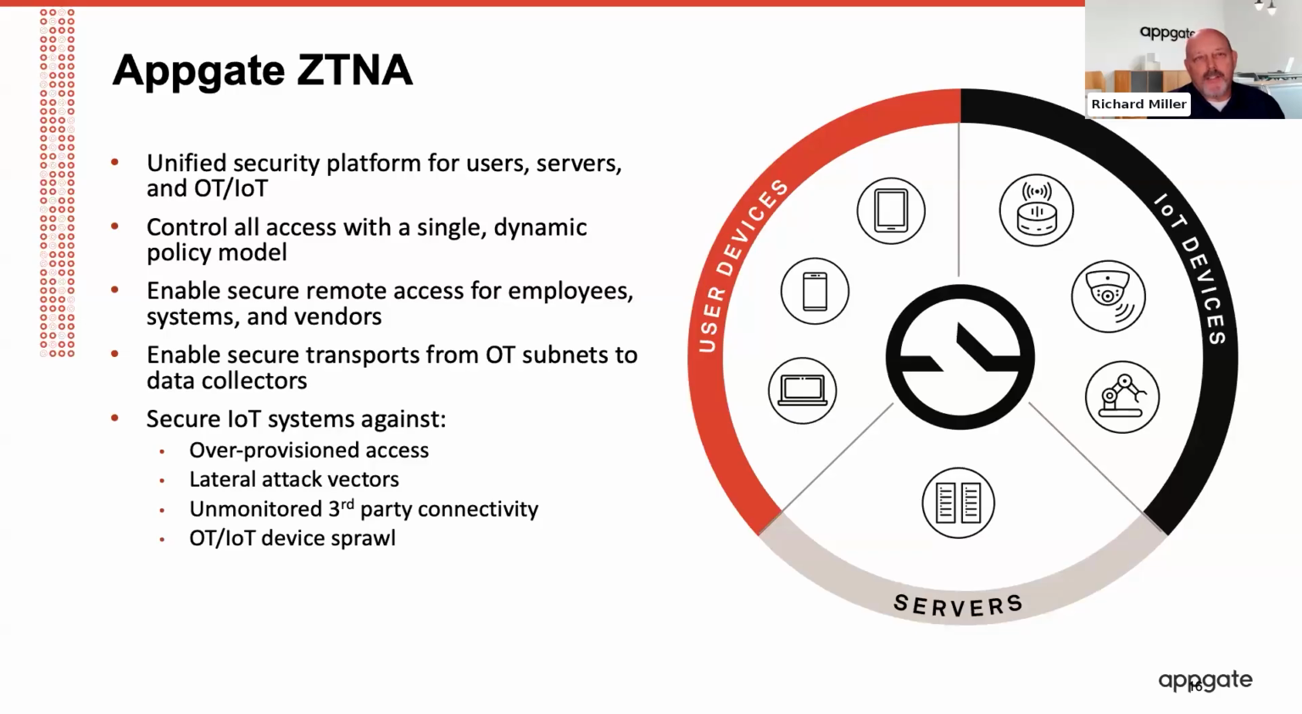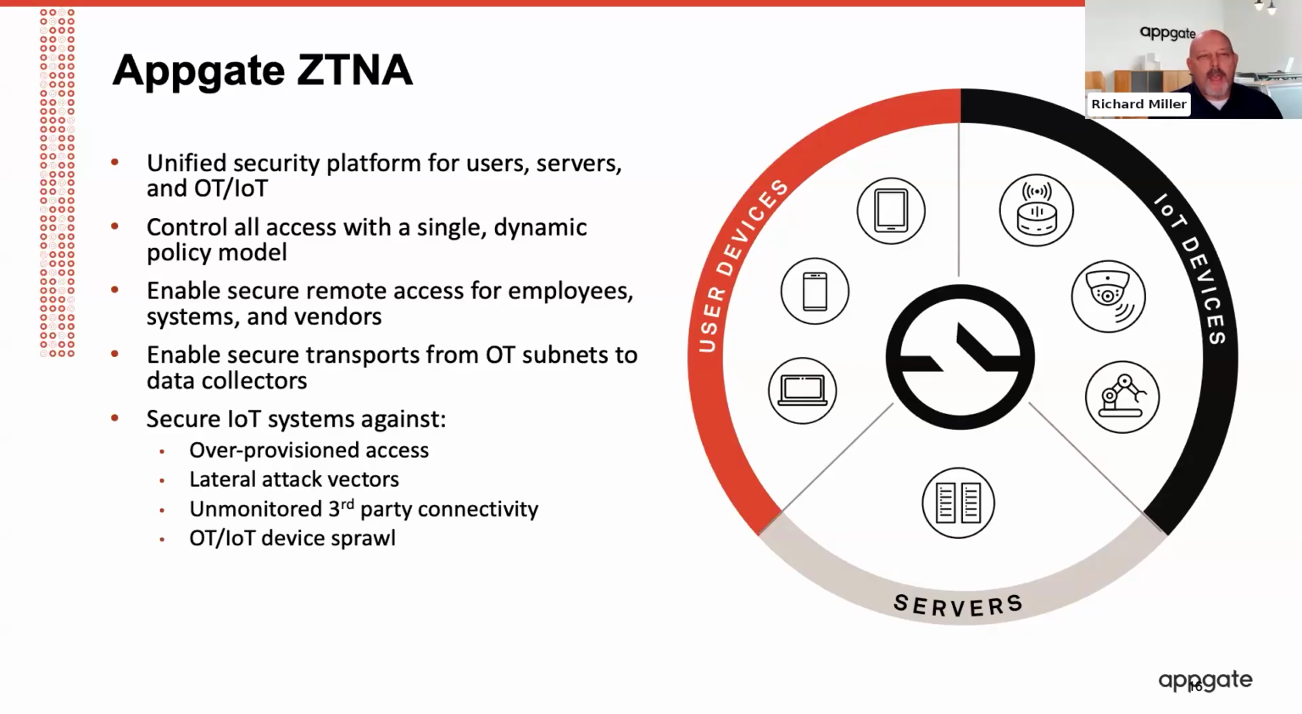So site-to-site tunnels, I like to call them site-to-site attack vectors, can all be decommissioned and those operating costs reallocated. AppGate gives you the ability to deploy a universal approach to security and access.